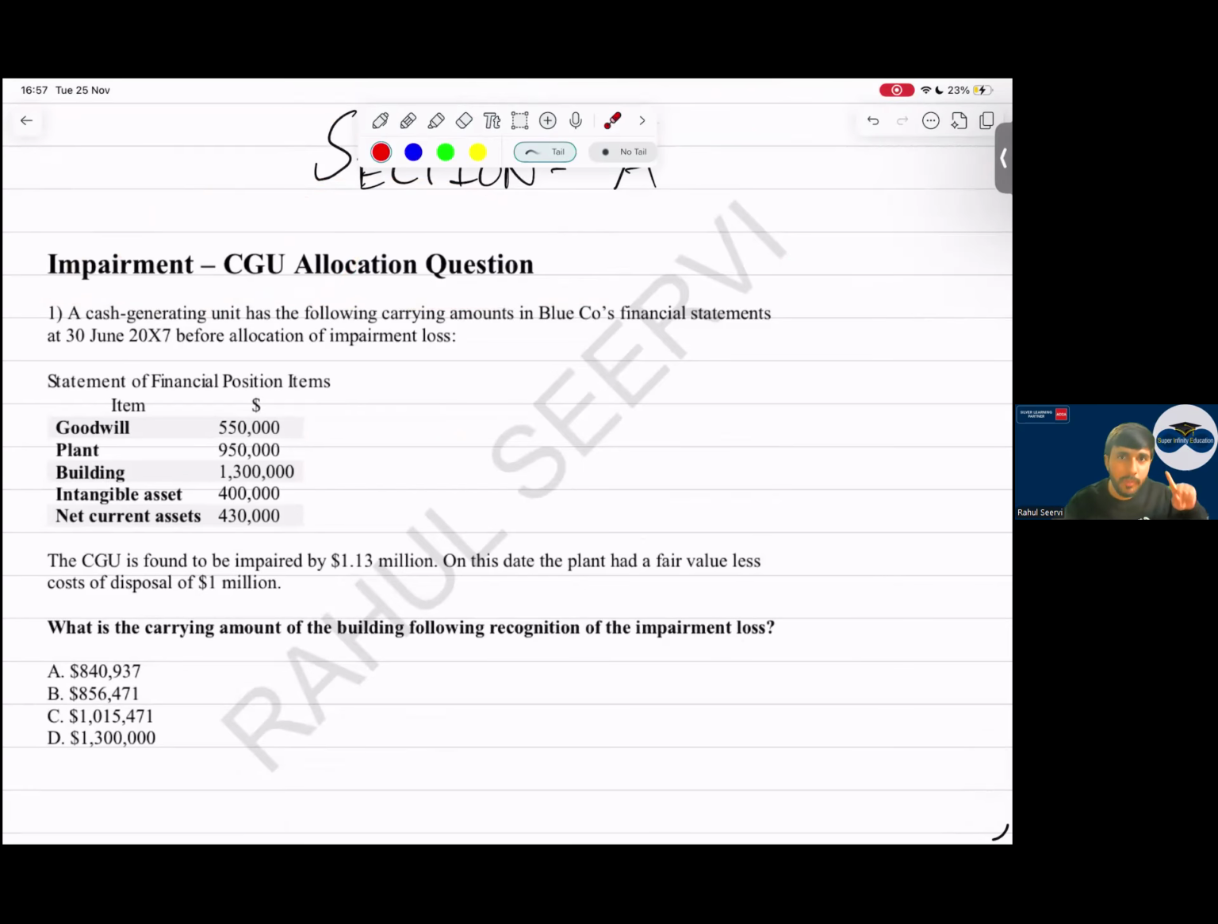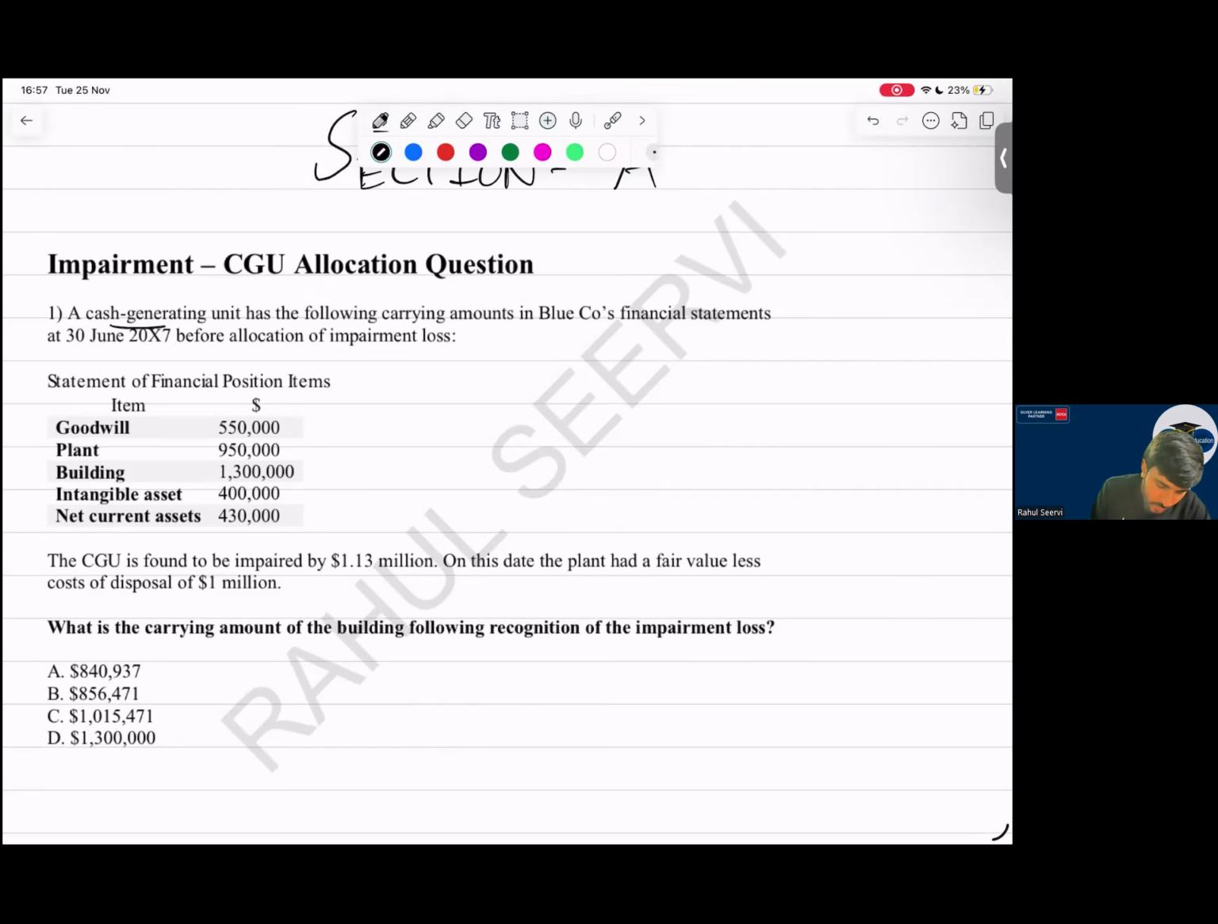In a CGU, do you remember that we allocate the impairment in an order? First to goodwill, then to any specific asset which has been impaired, and then to the other assets on a pro rata basis on their carrying amount. Do we charge impairment for financial assets? Inventory? No, we do not charge impairment for cash, inventory, receivables, because they are already at the recoverable amount. So we will not charge impairment on these. Understand that. So let us start this question now.